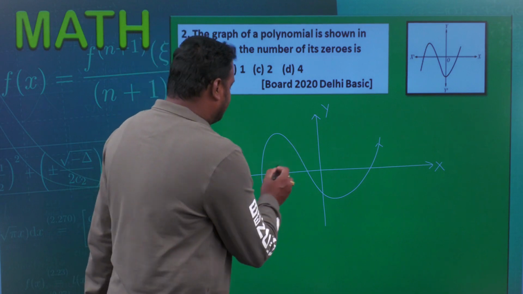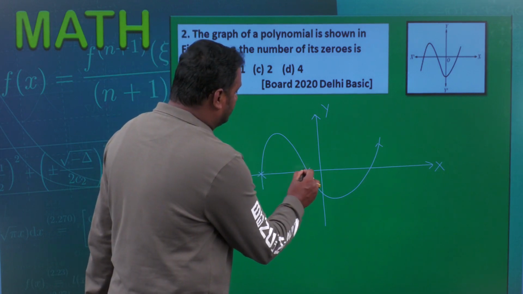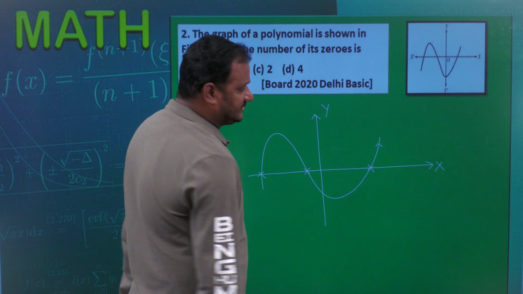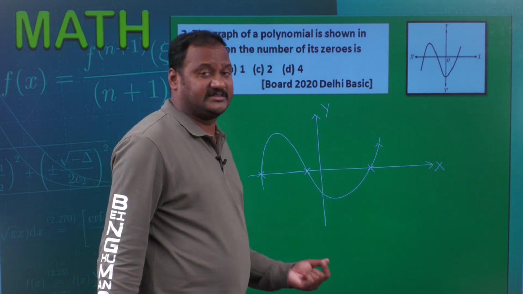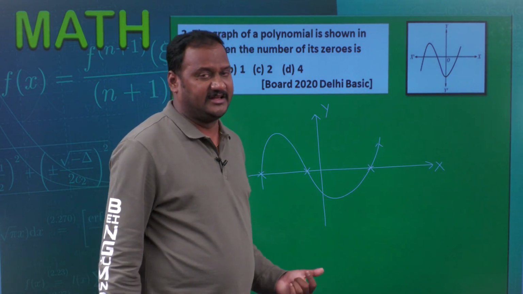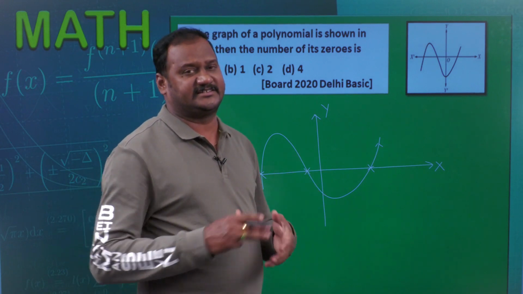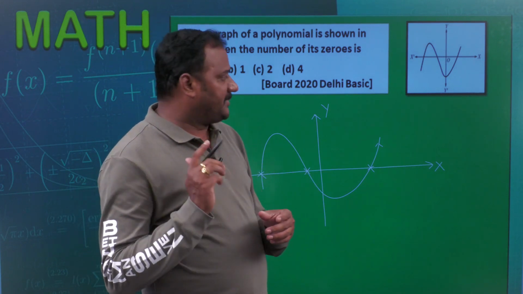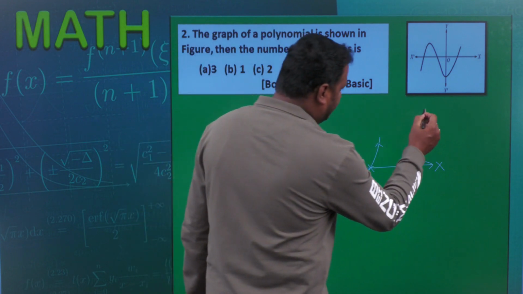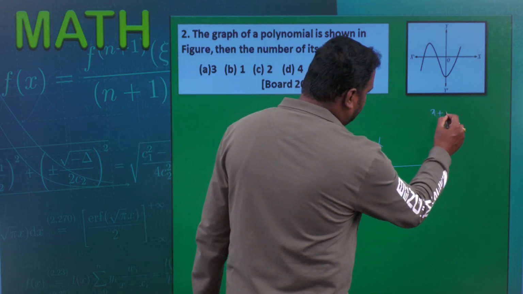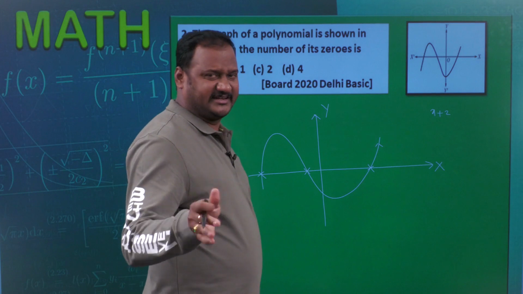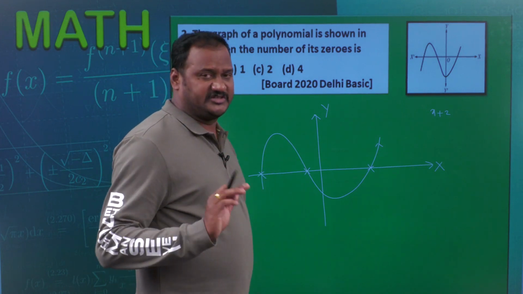See here, this is one point and this is one more point and this is one more point. It is intersecting the y-axis also, but we are not going to consider that. So, why take only the points on the x-axis as the number of zeros? Because if you take one polynomial like x plus 2, either it is a first degree, second degree, does not matter. X plus 2 is a polynomial.